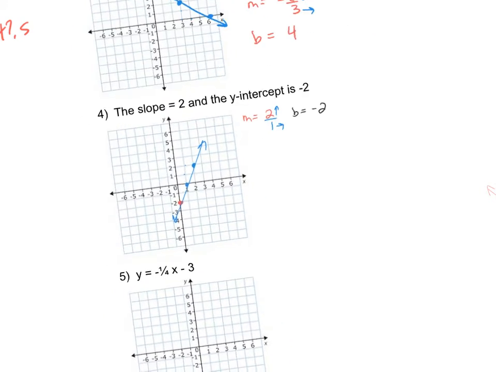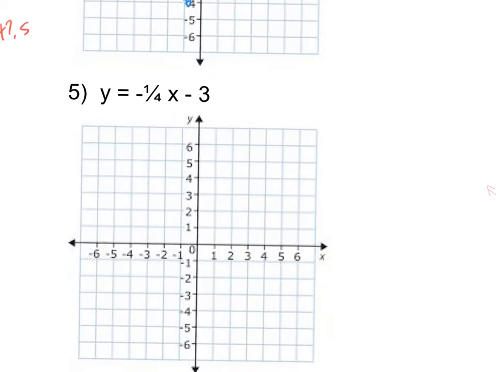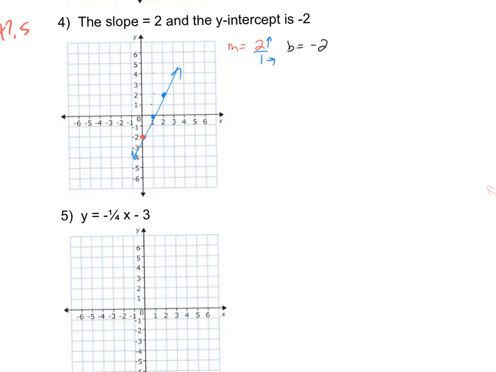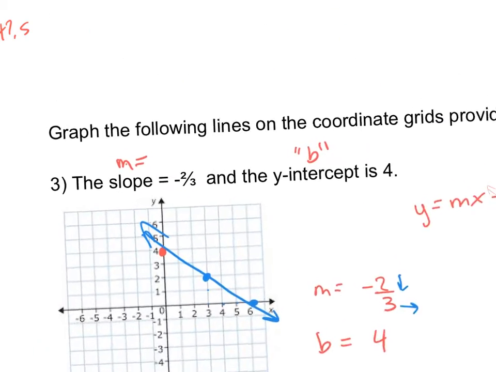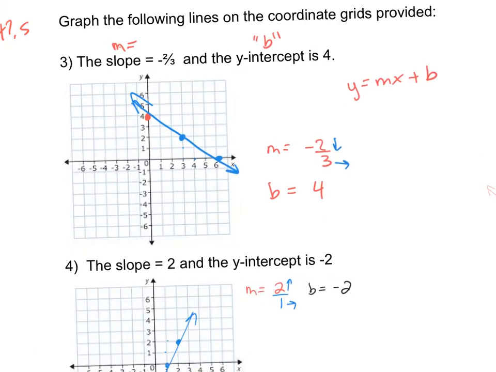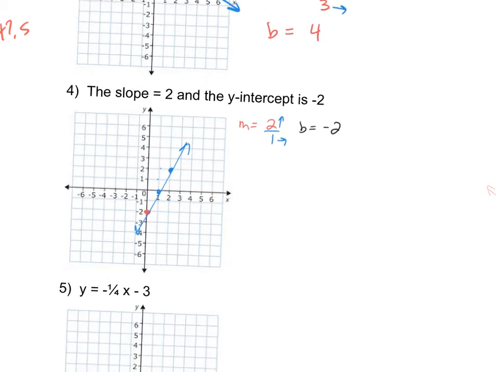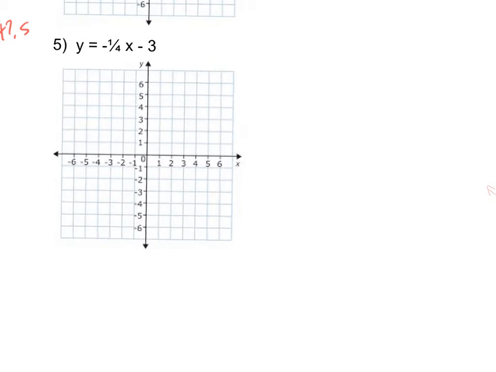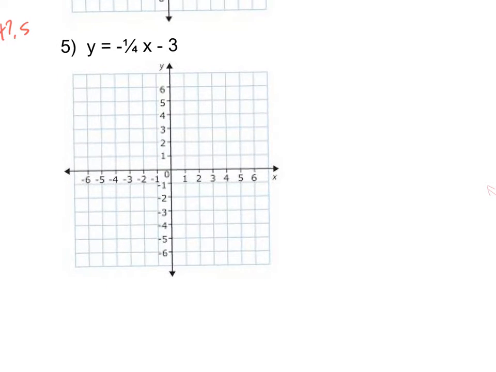Looking at this one, what is the difference between the way numbers 3 and 4 are written and the way number 5 is written? That's an actual fraction. Well, so is number 3, right? It has an x next to it. In what form is number 5 written? Slope-intercept form. They're not saying the slope is this and the y-intercept is this. They're inferring it by the way that it's written.